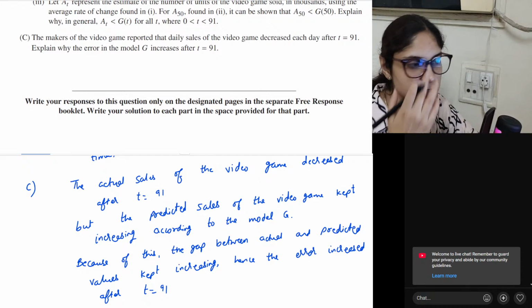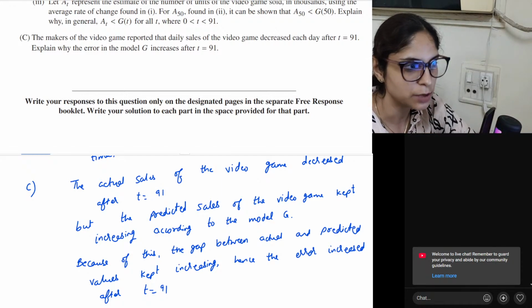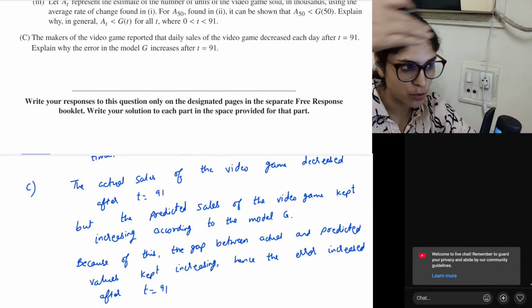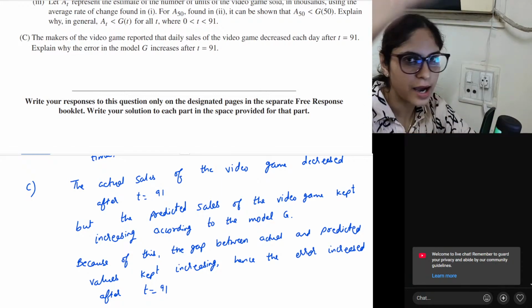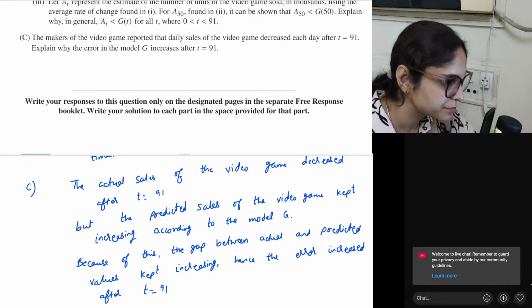And why H of T was less than G of T from 0 to 91, we could see from the graph that H was smaller and G of T was higher because it had higher Y values.